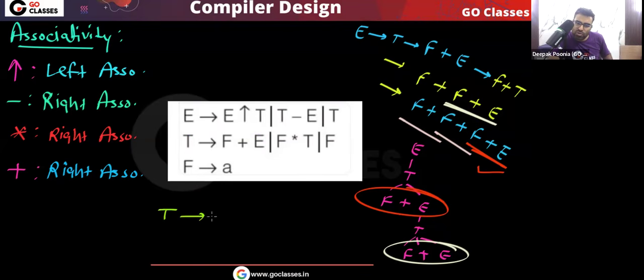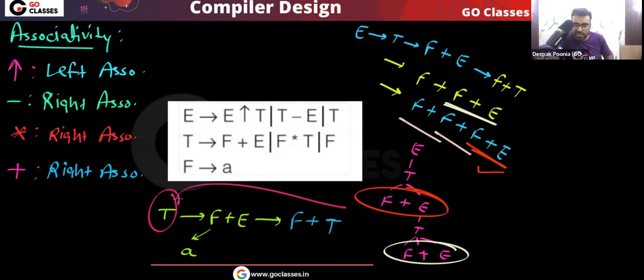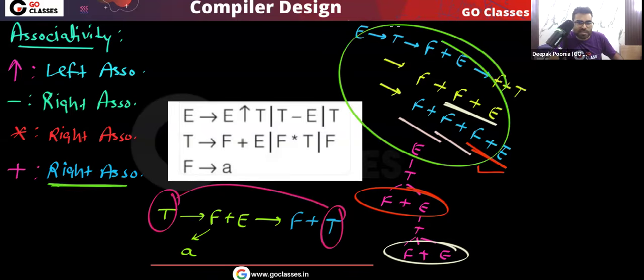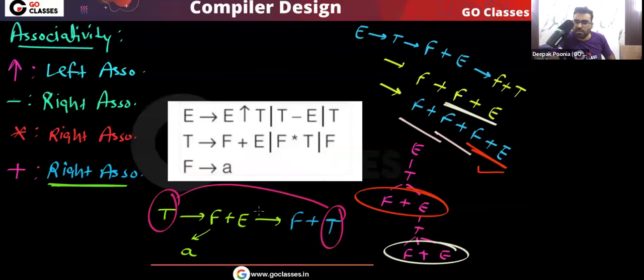This E is going to F plus E. This T is going to F plus E. Of course this F will go to A, that's it, nothing else this F can do. Now this E is going to T. So you can actually see that there is indirect right recursion here. That is the reason. I hope you understood this explanation.